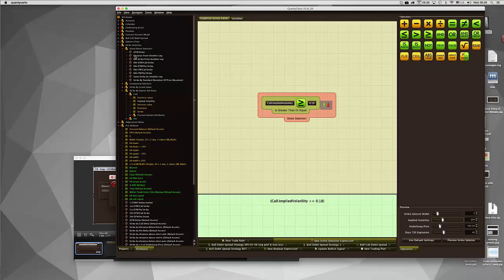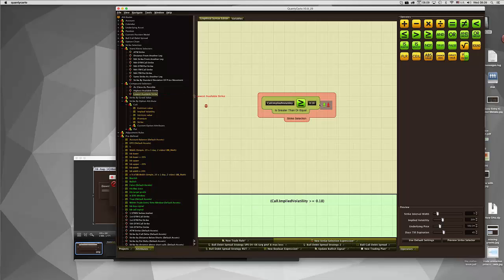So I'm going to go up here, and under compound selectors, I'm going to say, or you could say as close as possible. That's another way of doing it. Or you could say the lowest available strike. In this case, I've got the lowest available strike such that call implied volatility is greater than or equal to 0.18. And that is something that we could preview.